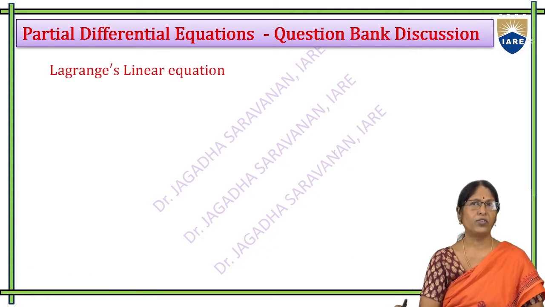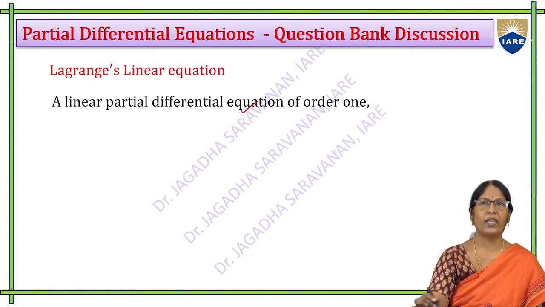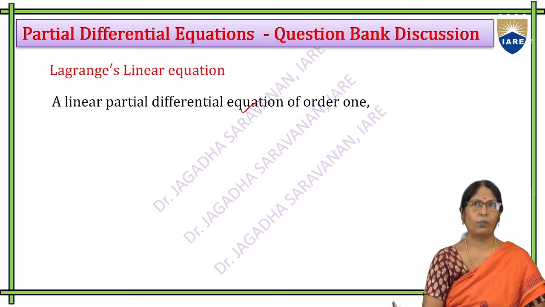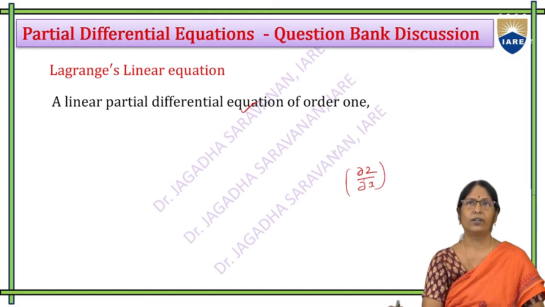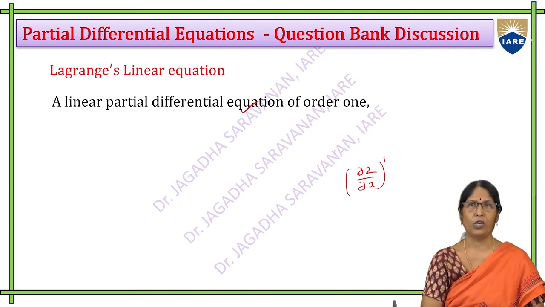Next, Lagrange's linear equation. That is a linear equation, that is, the degree is 1. Dou z by dou x, the order is 1. We can see it here. This is first order, and here the degree is also 1. If the degree is 1, such a PDE we call a linear equation.